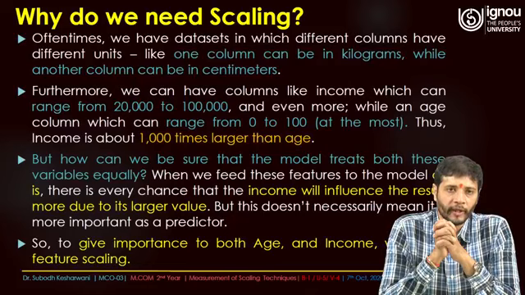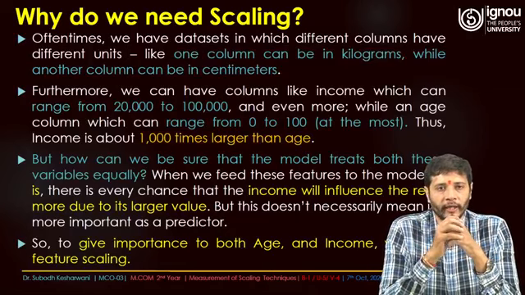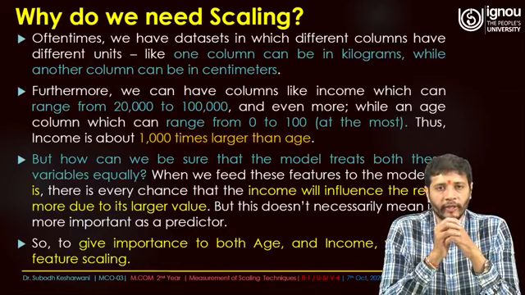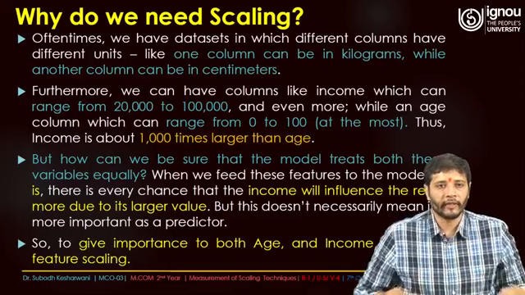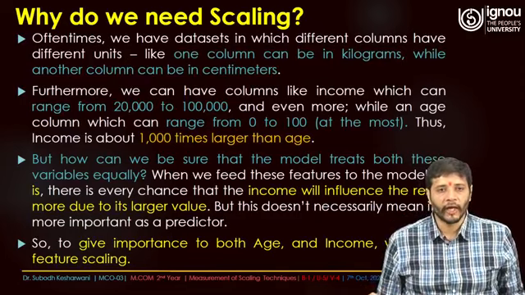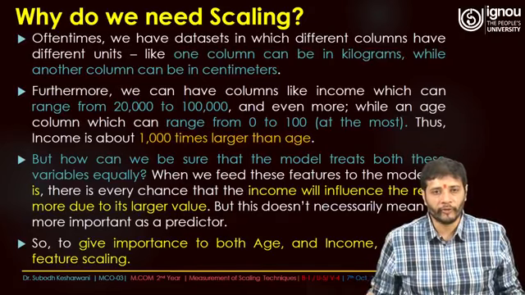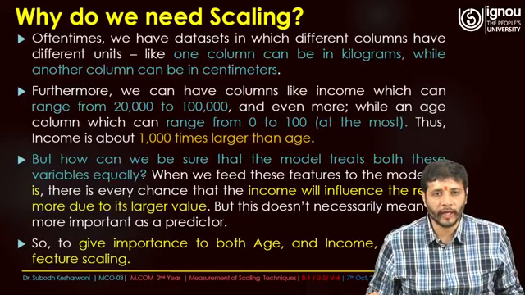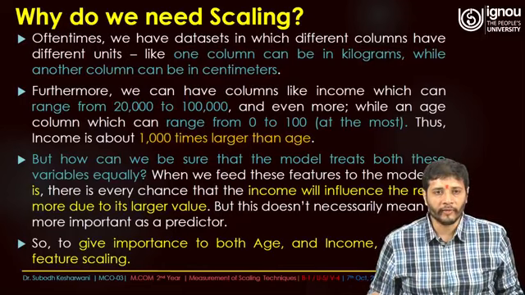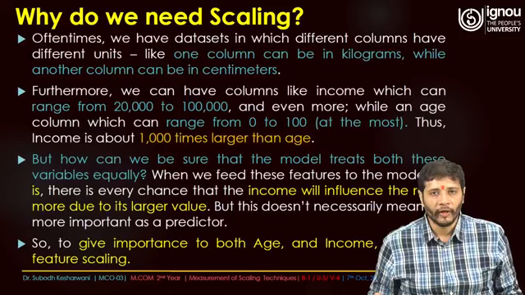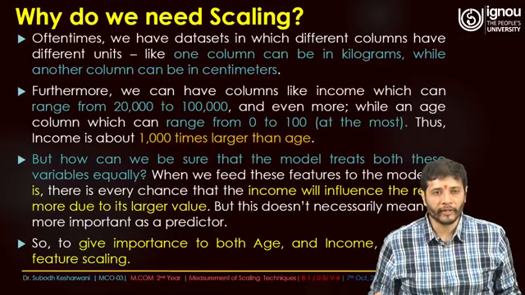Scaling is very important, and how we are going to do that, because certain questions come to our mind: how can we be sure that the model treats both these variables equally? When we feed these features to the model as is, there is every chance that income will influence the results more, due to the large value, because when the value becomes larger, when the population or universe is more, somewhere the lopsidedness is there. So what we observe is that scaling is very important to bridge the gap between age and income, or the different kinds of units we have.